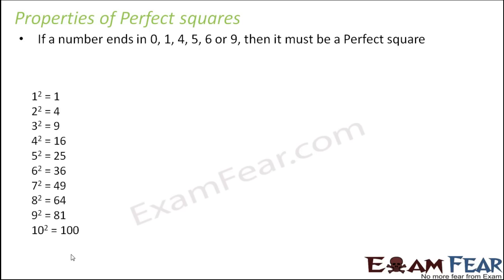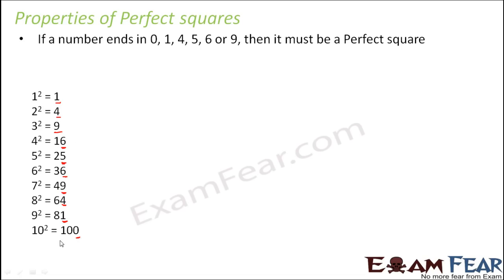So let us look at the perfect squares of the first 10 natural numbers like 1 square, 2 square, 3 square and so on. When you look at these perfect squares, did you observe something? That all of these numbers have either 0, 1, 4, 5, 6 or 9 at their units place. Like here it is 1, here it is 4, here it is 9, here it is 6, 5, 6, 9, 4, 1, 0.